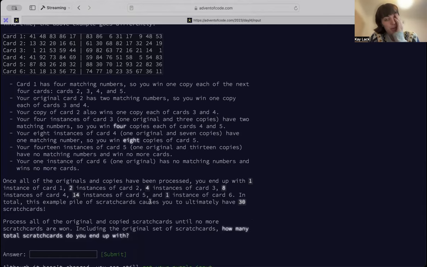Once all of the originals and copies have been processed, you end up with one instance of card one, two instances of card two, four instances of card three, eight instances of card four, 14 instances of five, and one of six. In total, this example pile of scratch cards causes you to ultimately have 30 scratch cards. Process all of the original and copied scratch cards until no more scratch cards are won, including the original set of scratch cards. How many total scratch cards do you end up with?